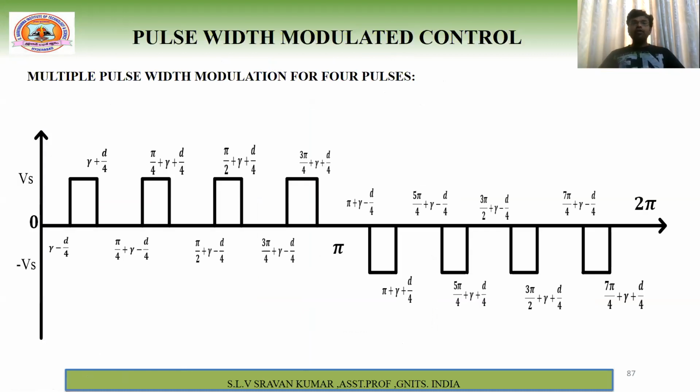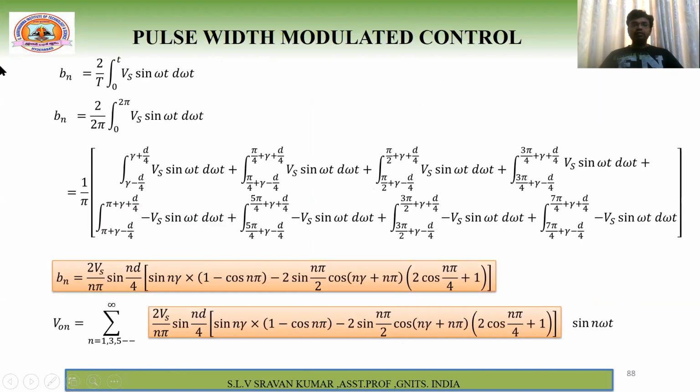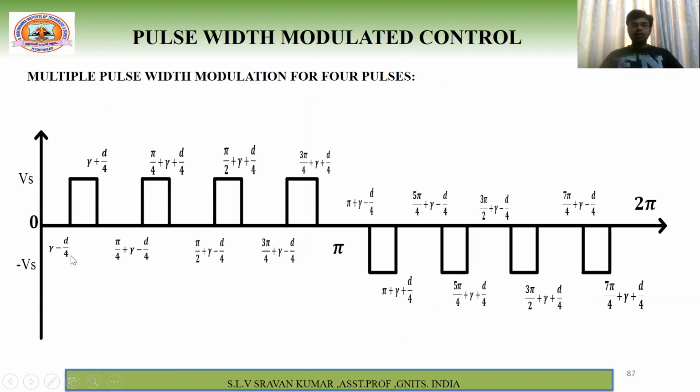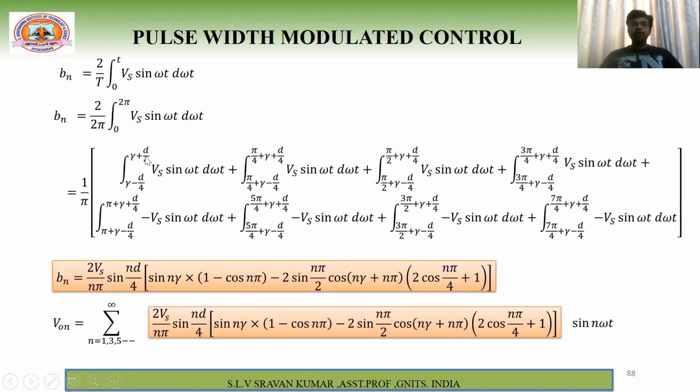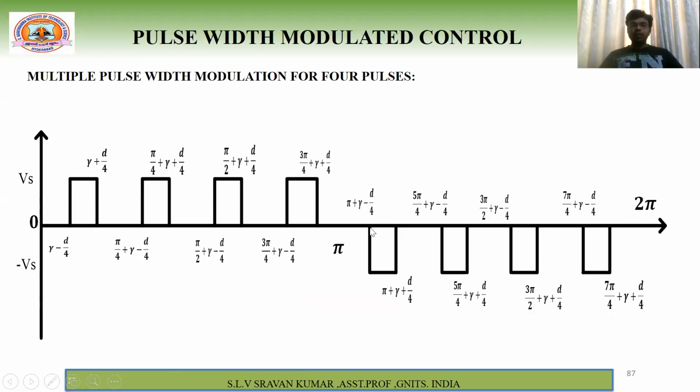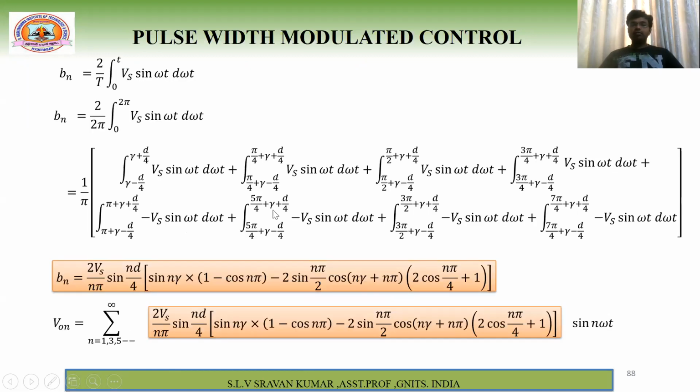Okay, now if we go for 4 pulses, this is the 4 pulses, right? For this I have completed the derivation. This is the Bn, and for each and every pulse, let us say the first one is gamma minus d by 4 to gamma plus d by 4, Vs sine omega t. Next, for the negative half cycle, once again pi by 4 minus d by 4 to pi by 4 plus d by 4. So this is the negative half cycle, this is the positive half cycle.